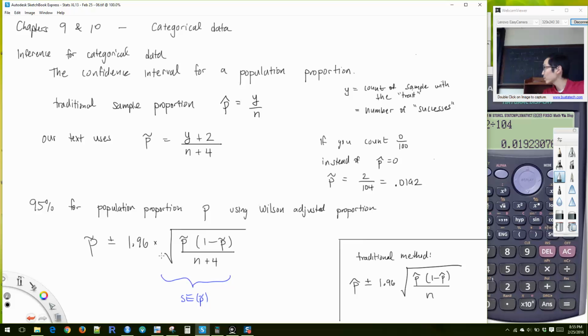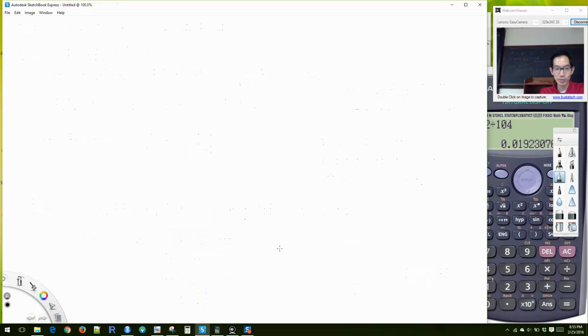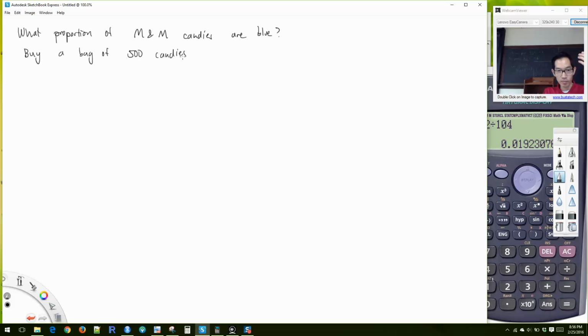Okay, so this is what we have. So we can just do a quick example. What proportion of M&M candies are blue? You buy a bag of 500, you count 93 blue pieces. So we'll make a 95% confidence interval.